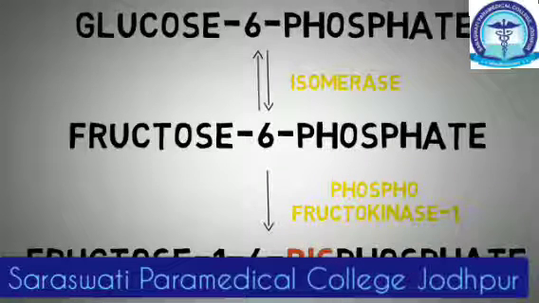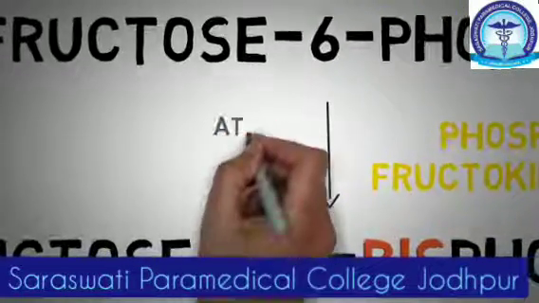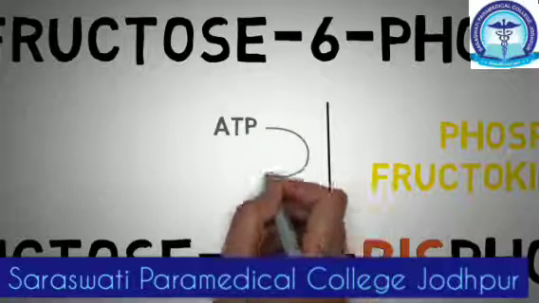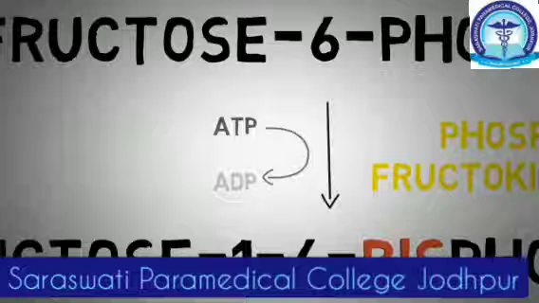Again, kinases are those enzymes which transfer a phosphate group from one molecule to another, which in this case is a phosphate group being transferred from ATP to fructose 6-phosphate. The ATP is in turn converted to ADP. So note here that we are actually using energy in this reaction also.